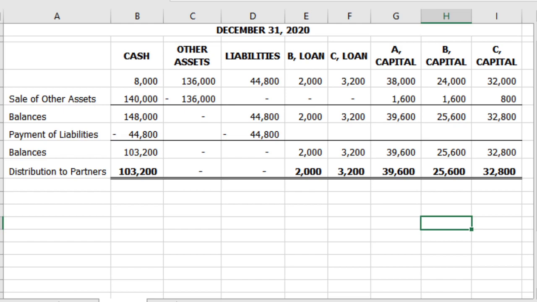So, kukopyahin nyo lang. And then, so, ibig sabihin nito, yung matatanggap ni A is 39,600. Si B yung kanyang capital and yung kanyang loan. And si C naman, capital and yung kanyang loan. And don't forget to double rule your final amounts. So, gagawin natin ngayon na yung journal entry for the distribution of the remaining cash to the partners.